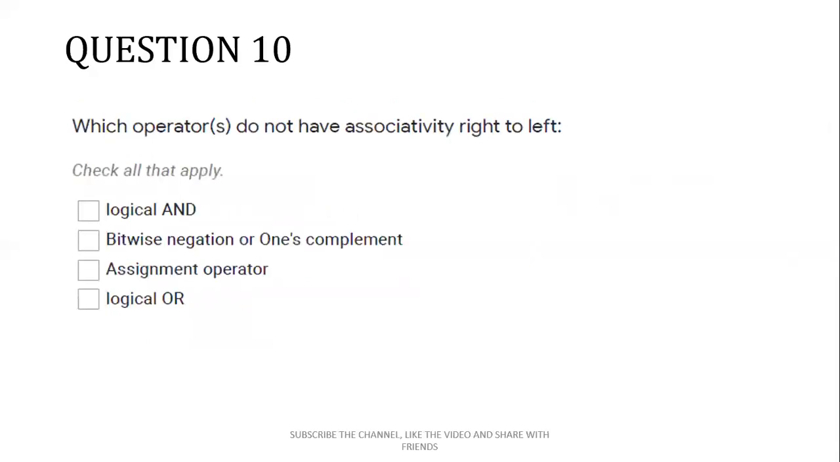Come to the next question. Which operator does not have associativity right to left? There is more than one option, because you have checkboxes. In checkboxes you have to mark all the valid options. So logical and has left to right associativity. So this is an answer according to your question, because in the question you are asked about operators that do not have associativity from right to left. So logical and you can take. Then we have to check the rest of them.